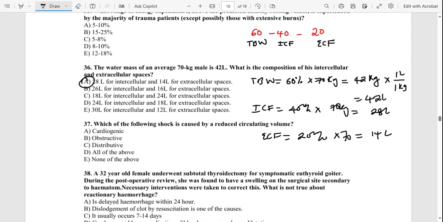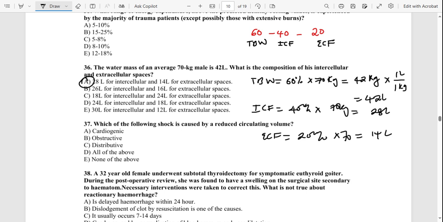Okay. So for the signs, early on, you can have warm peripheries. The skin can be flushed initially. Why flushed? Because the blood vessels have dilated, so a lot of blood is actually reaching the skin, and so it looks flushed or red. And then later on, they can have clammy, cool skin with rapid heart rate and low BP.